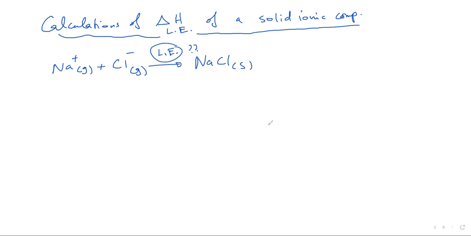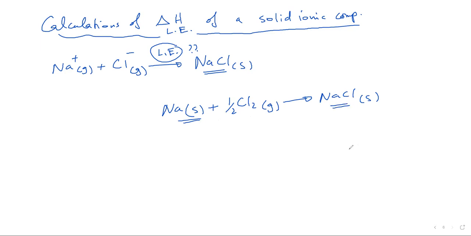Now we want to form sodium chloride solid. And we know that there is a different way by which we can prepare the sodium chloride, which is that we add the sodium solid to the chlorine gas. So it will form sodium chloride solid. So here, if we add the sodium metal, which is solid, to the chlorine gas, we can produce the sodium chloride in the solid state. And we say this is called the enthalpy change of formation, isn't it?